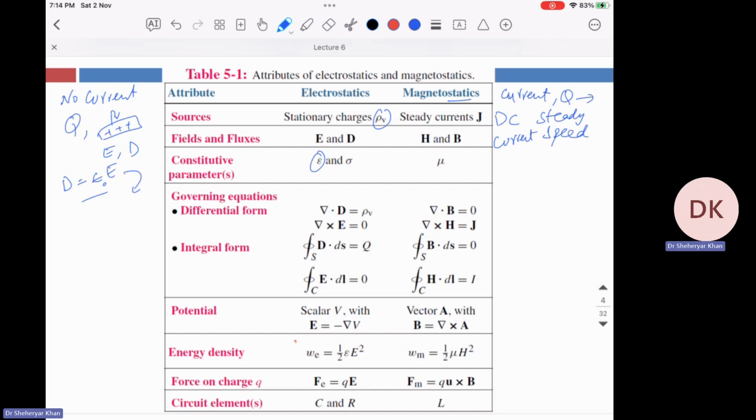But if this framework is studied in, let's say, insulators or dielectrics, then we should use D equals epsilon naught epsilon R E, which is actually epsilon E, right? So the relative permittivity explains how good the material is at permitting the electric field as compared to free space, right?